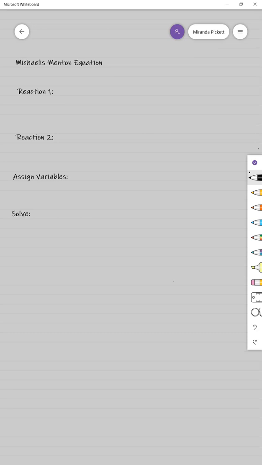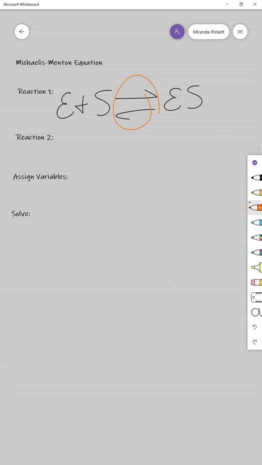So to kick things off, we'll start with reaction 1, and reaction 1 is E plus S, and then we have our double arrows here equal to ES. A couple things to note here is that E equals enzyme, S equals substrate, and ES equals our enzyme substrate complex. One other thing to note here is that we do have a double arrow here, and this means that the reaction can go both ways, meaning that we can either break down the enzyme substrate complex or we can move on to create a product.